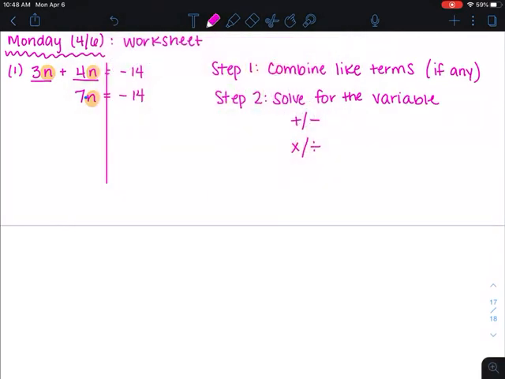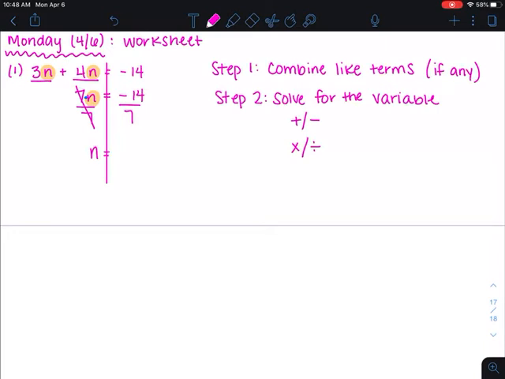So currently, the 7 is being multiplied by the n. There's a little invisible multiplication symbol right here. So the opposite of multiplying is dividing. So we're going to divide both sides. To get n by itself, you have to get rid of this 7. So we're going to divide by 7, so these will cancel. What you do to one side of the equal sign, you have to do to the other side of the equal sign.